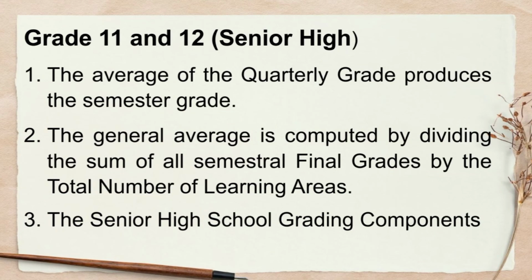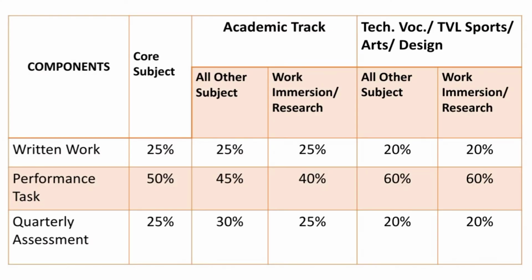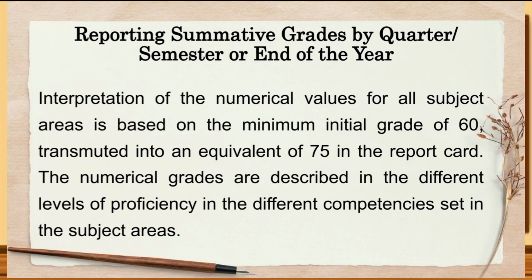In grade 11 and grade 12, or senior high, the average of the quarterly grades produces the semester grade. The general average is computed by dividing the sum of all semestral final grades by the total number of learning areas and the senior high school grading components. Reporting summative grades by quarter, semester, or end of the year.